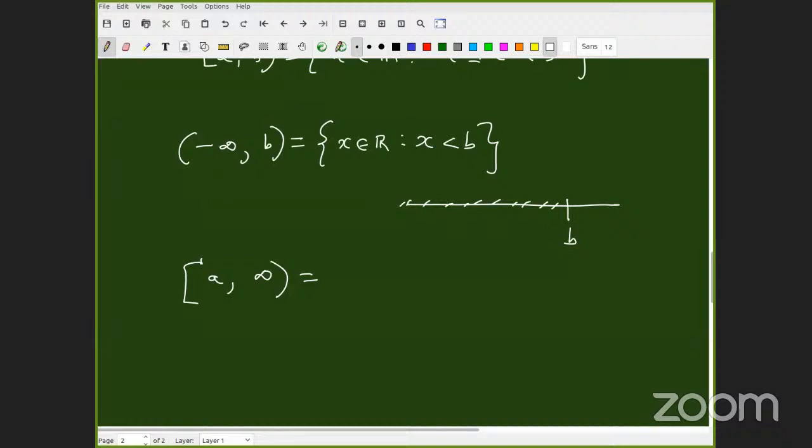R5, Darshini. Sir, set of x belongs to R such that x less than or equal to A. Very good. That's the only condition. X less than or equal to A? Say it correctly.